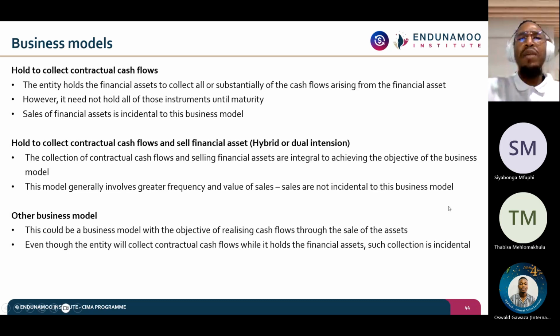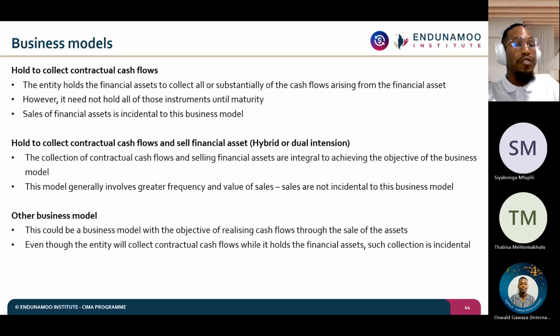This could be a business model with the objective of realizing cash flows primarily through the sale of these assets. So you're not holding these financial assets to collect contractual cash flows. You're not holding these financial assets to collect and sell. No, you are actually just holding them to sell them. You give a loan to a customer and you then sell it over to a debt collection agency. We just categorize these as the other business model.